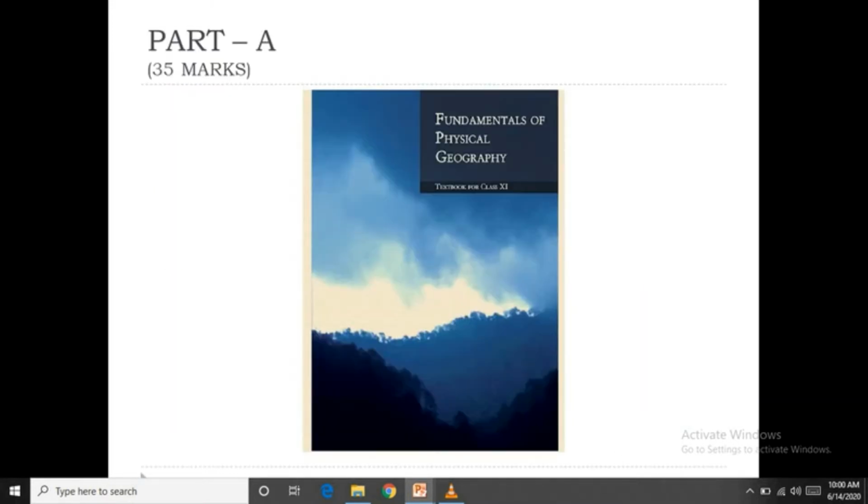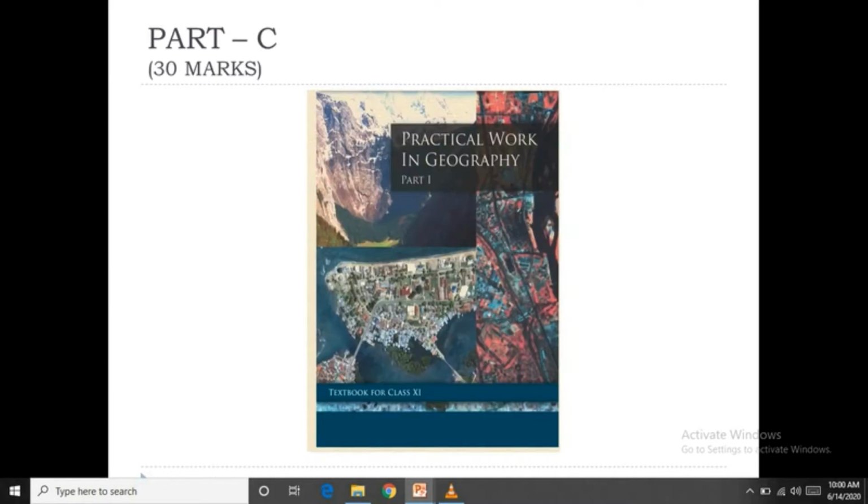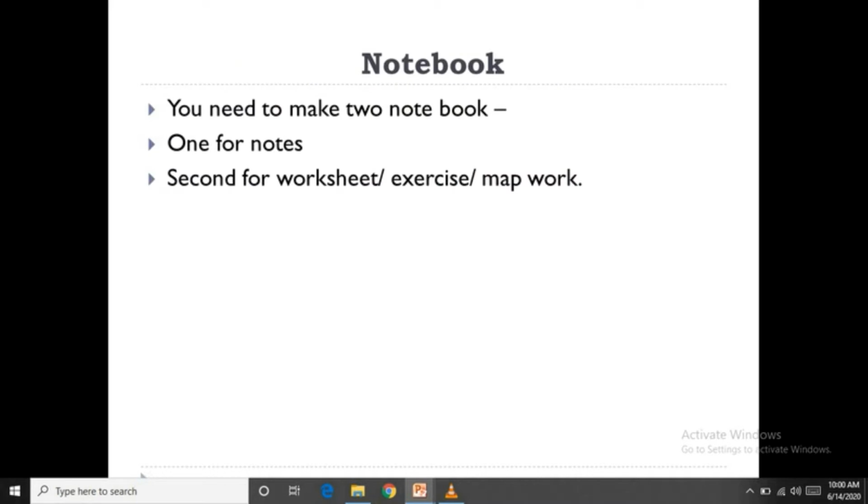We have 3 textbooks for the 11th geography. First is Fundamentals of Physical Geography. Second is India: Physical Environment. And third is Practical Work in Geography Part 1. You need to make 2 notebooks. One for noting down the notes, and second for doing the worksheet, that is question and answer.